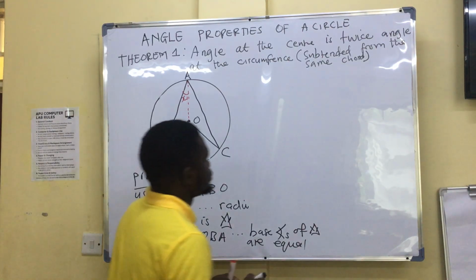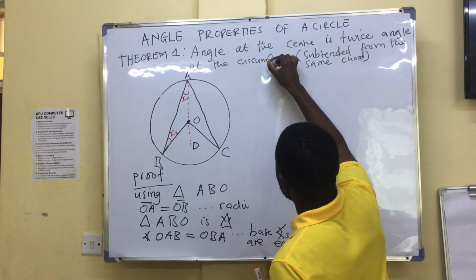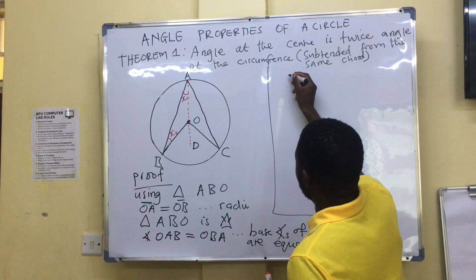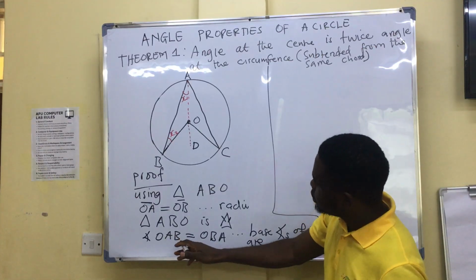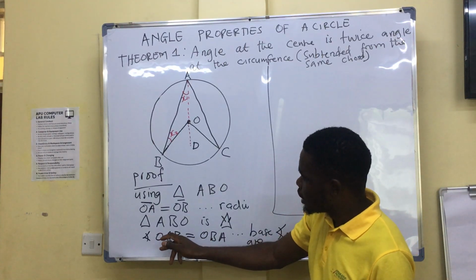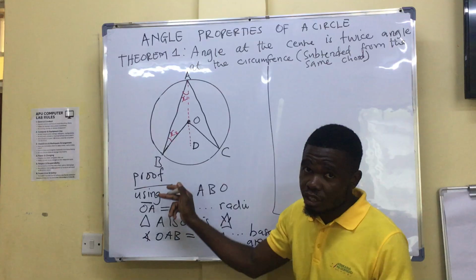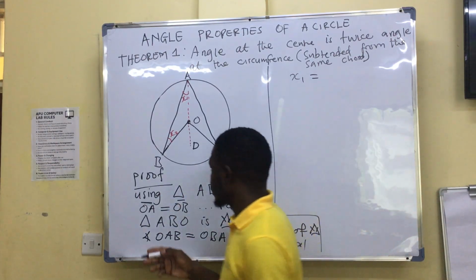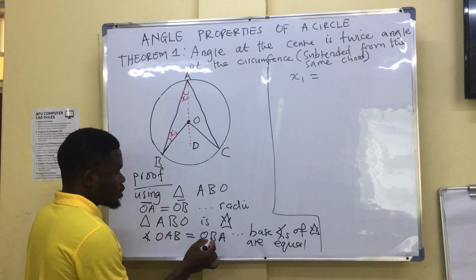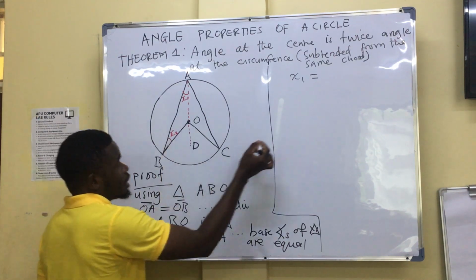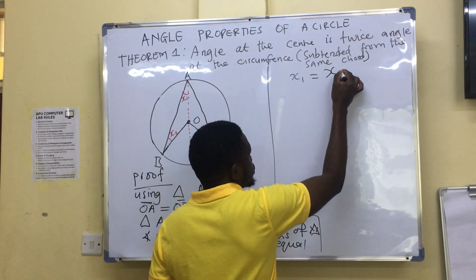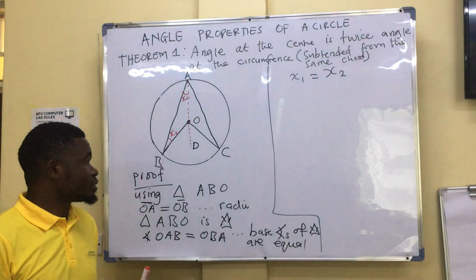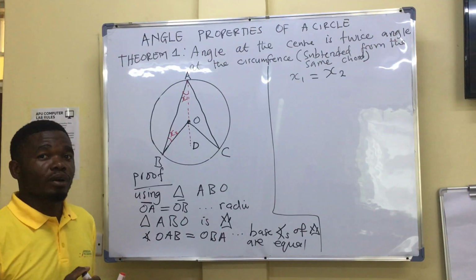So therefore, let's make a line here. Meaning that the value of angle OAB is x1, meaning that x1 is equal to angle OBA. x1 is equal to x2 because OBA is x2. Still more, we're still going, right?